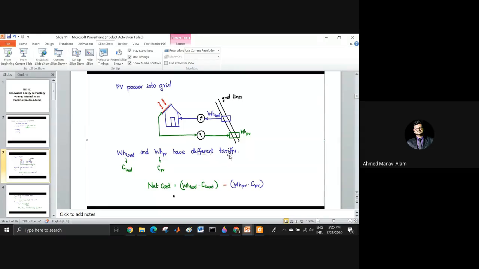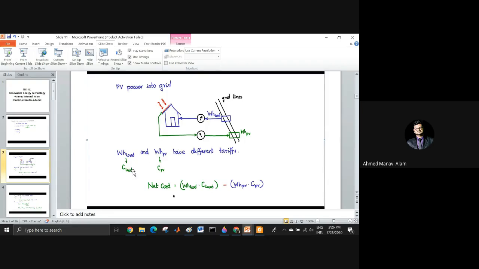এই যে বলে না বিদ্যুতের ভুতুরে বিল আসছে, অনেক বেশি বিল এসে পড়ছে. So tariff means the unit charge of this WH load. Suppose, the same analogy I'm giving again and again, you are buying 10 apples and the price of one apple is 10 taka. Then the price of 10 apples is 100 taka. C load and CPV are the unit price of the load and the unit price of the PV.